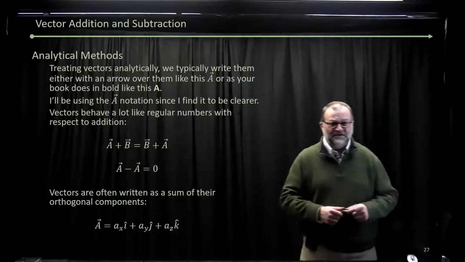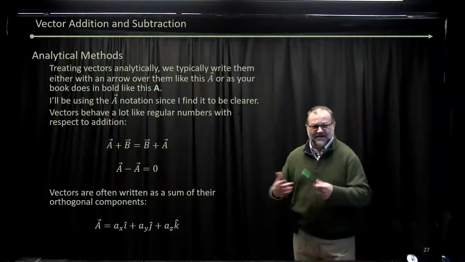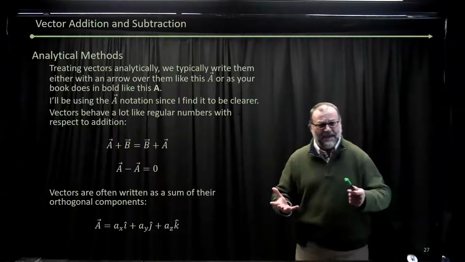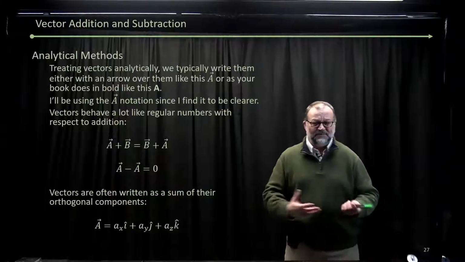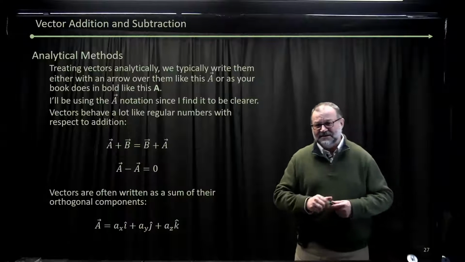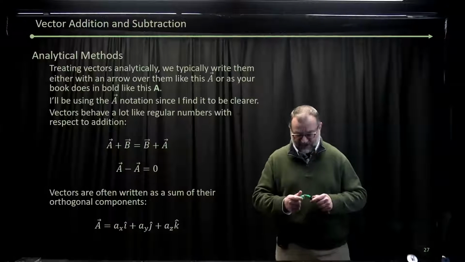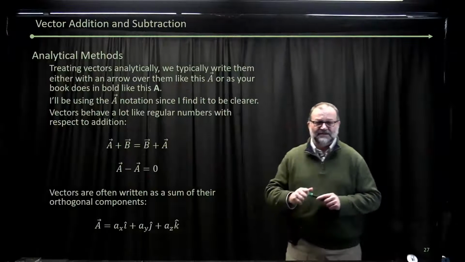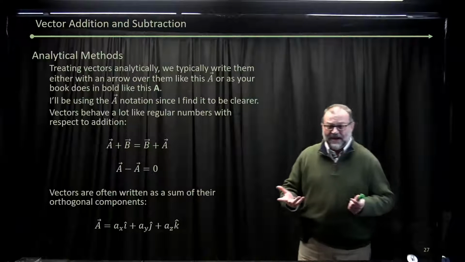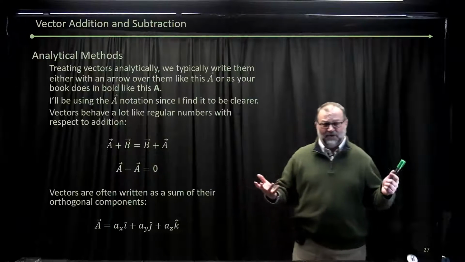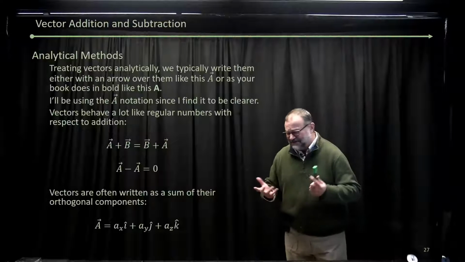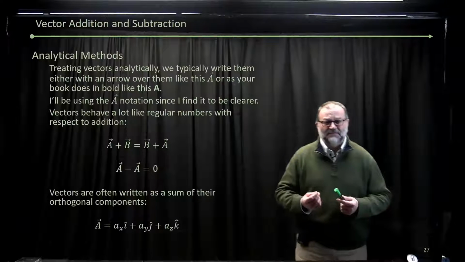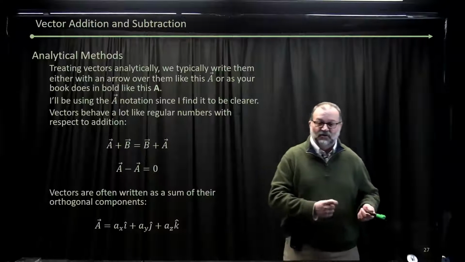So, a few things about vectors. It doesn't matter which way you add them, right? A plus B is the same as B plus A. And you can see our little notation for a vector. Our vectors have this little arrow over the top to indicate they're a vector. A minus A is 0, okay. And these vectors can be written as the sum of their components.